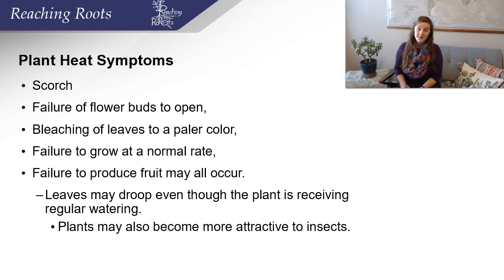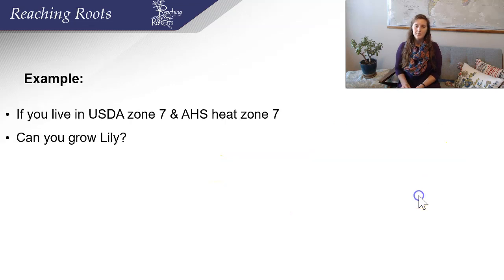Another reason to understand why this heat zone is important is because there are symptoms associated with plants being in an area that's too hot for them. The plants could scorch, the plant could fail to flower, and then subsequently not be able to produce fruit. The plant leaves could also bleach or have very pale color. The plant would just not grow at a normal rate at all. So it's really important to make sure that you're planting the plant with the correct zone.